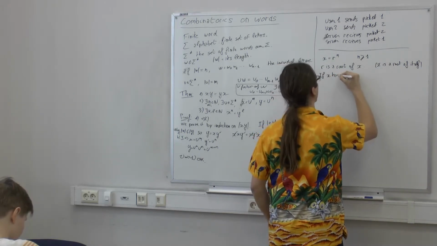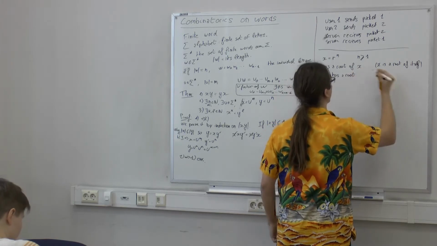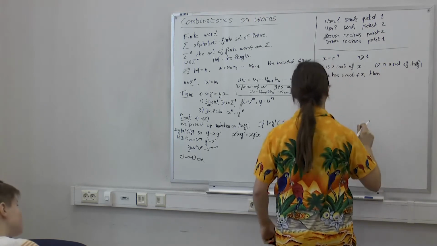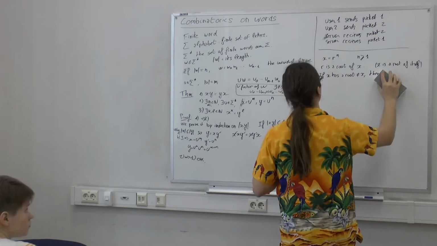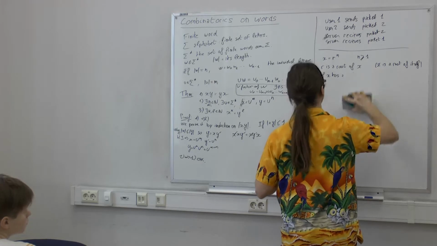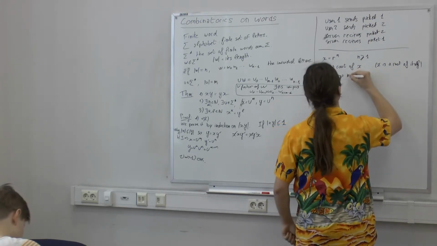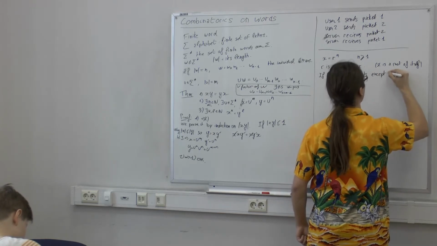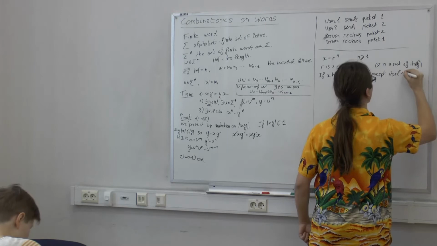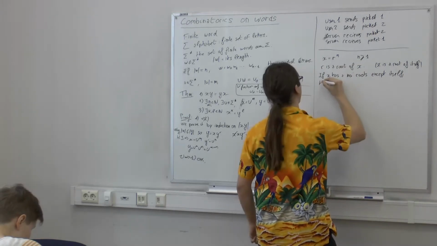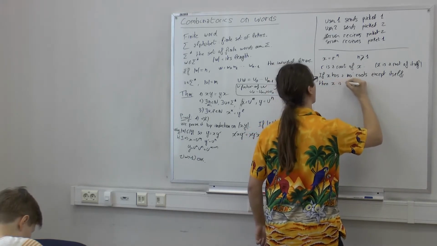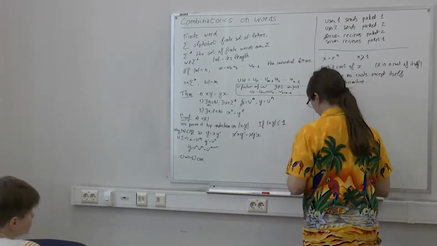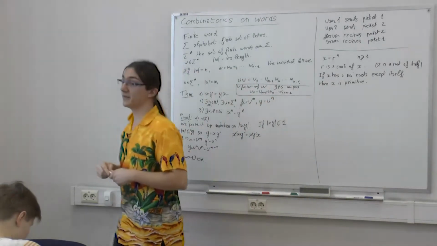And if x has a root which is not itself, then we say that it has no roots except itself. Forgot the negation here. Then we call x primitive. So actually, the primitive guys are the bad guys.